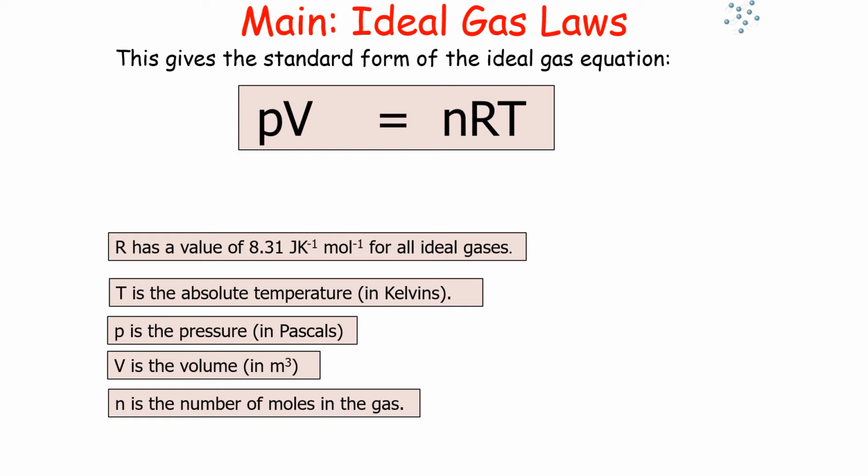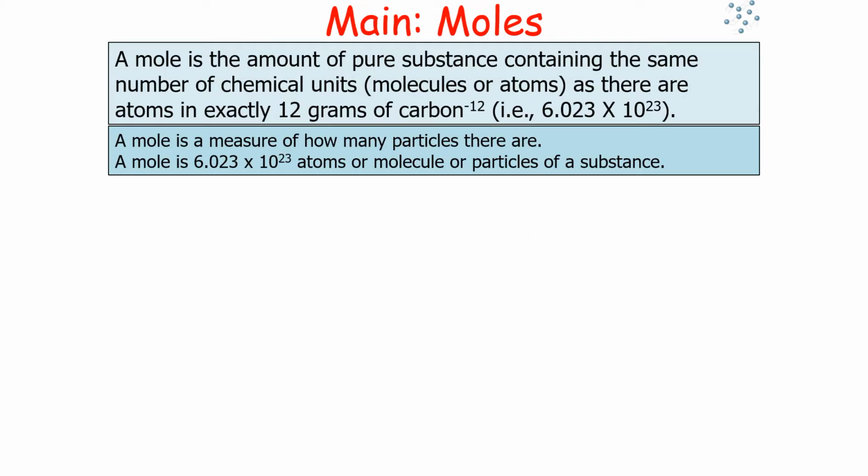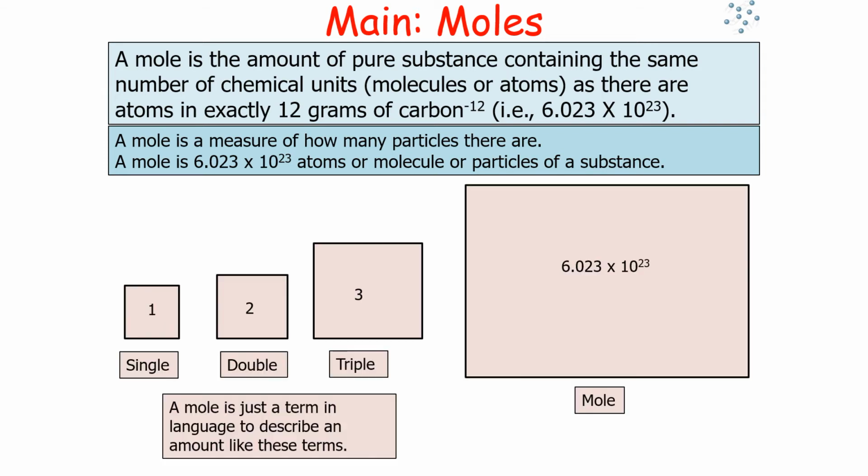Now, what do we mean by the term mole? A mole is the amount of a pure substance containing the same number of chemical units, either molecules or atoms, as there are atoms in exactly 12 grams of carbon-12, which is 6.023 times 10 to the 23. So basically, a mole is a measure of how many particles there are. So 1 mole is when there are 6.023 times 10 to the 23 atoms or molecules or particles of a substance.